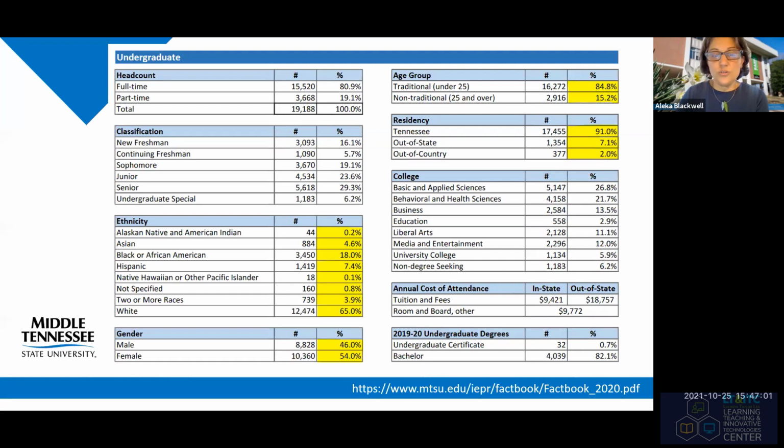And we'll share these slides with you so you can look at these data more closely and go to these websites if you want to look at other data yourselves. This one is from our fact book.